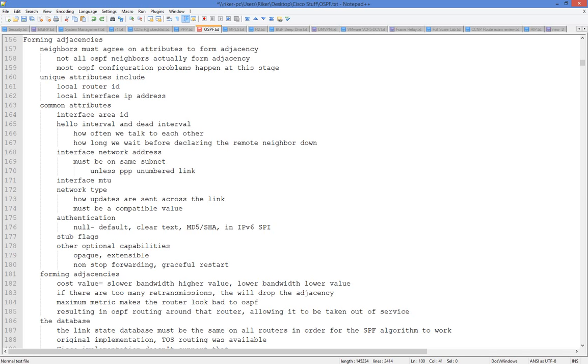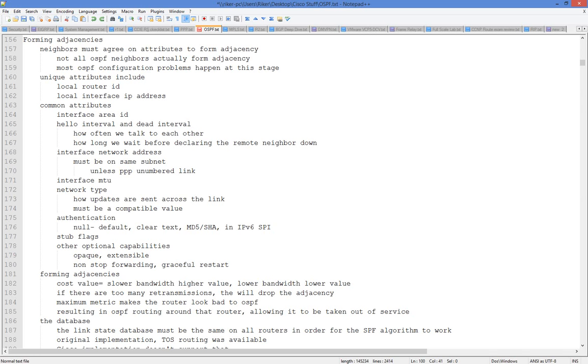Now, when it comes to forming adjacencies, neighbors must agree on attributes to form an adjacency. Not all OSPF neighbors actually form an adjacency. What I mean by that is, let's say you have 4 routers, and each one of these routers is connected to a switch in the same VLAN, so they all can talk to each other. They're able to ping each other's IP address, and everything's working in that regard.